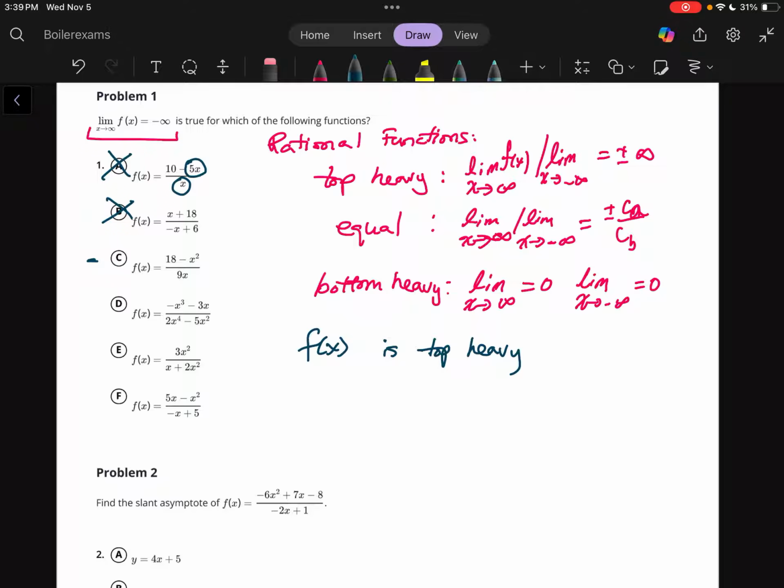C is a possible answer choice because we have degree 2 on top and degree 1 on the bottom. So 2 over 1, we have a top-heavy function. D is not an option because we have degree 3 on top and degree 4 on bottom. That means it's bottom heavy since the degree is bigger in the denominator. Another one is equal heavy, since we have x squared on top and x squared on bottom.